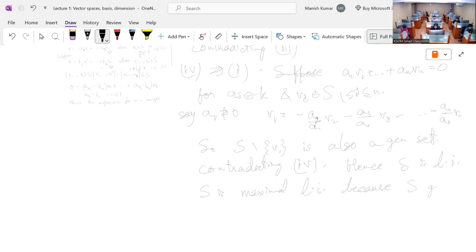Because S generates V, if you include any more element in S from V, then it won't be linearly independent, because that element can be written as a linear combination of some elements. So this completes the proof of this equivalence. Is that okay? Seems reasonable to everyone?